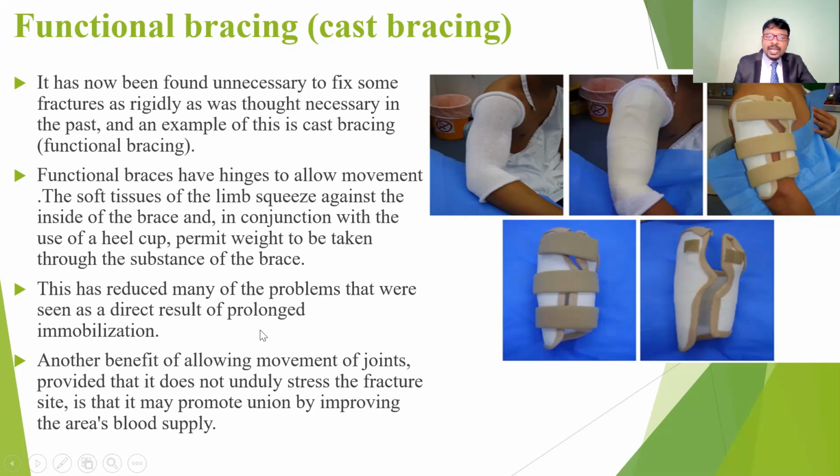And another benefit of allowing movement of the joints, provided that it does not unduly stress the fracture site, is that it may promote union by promoting blood circulation. If we allow slight movement at the fracture fragment site because of the functional bracing, it is not going to completely fix the fracture fragments. So we get slight movement at the fracture fragments, and because of this slight movement, blood circulation also increases. Because of the increased blood circulation, it promotes the healing process in the fracture fragments. So that is the main advantage of functional bracing.